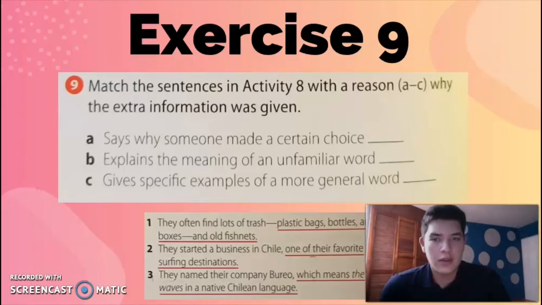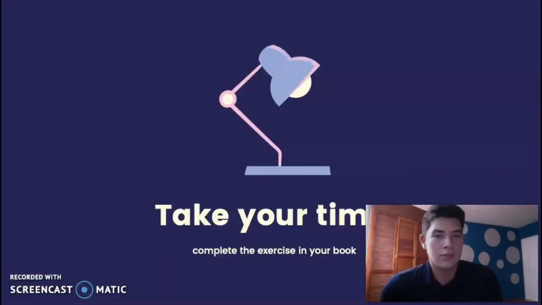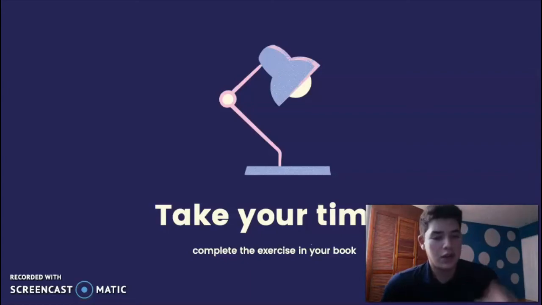A. Says why someone made a certain choice. Letter B. Explains the meaning of an unfamiliar word. Letter C. Gives specific examples of a more general word. Okay. Now, I need you to do this by yourselves. So pause the video, answer it, and whenever you finish, you can click play again, okay? Go ahead, pause. Well, I assume that you already clicked on pause and answered in your book, so now let's check the answers.